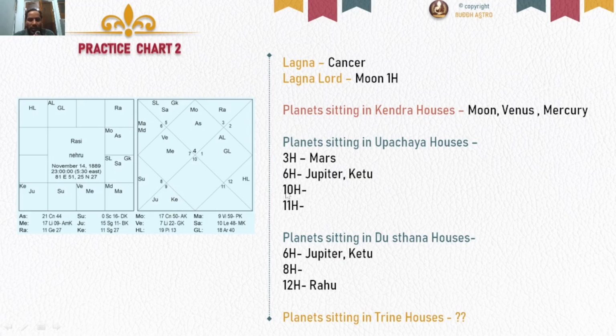Next Upchaya house will be the 10th house. So this is the 10th house. There is no planet. 11th house, there is no planet in the 11th house.